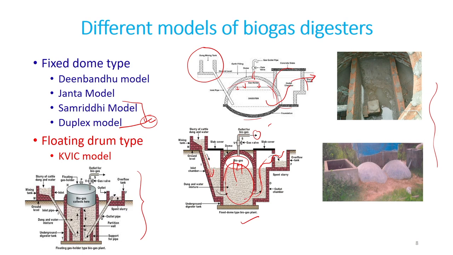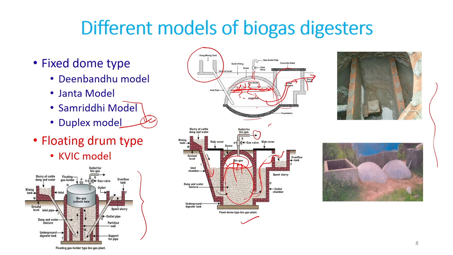But there will be some operational difficulties. With time, if we do not do the maintenance, then there will be scum formation at the interface between the gas and the slurry. Sometimes this interface is so thick that gas produced here cannot come through this interface and will go out here. So that's how we do not get the gas even though it is generated inside the plant. So we need to take extra care about these aspects.